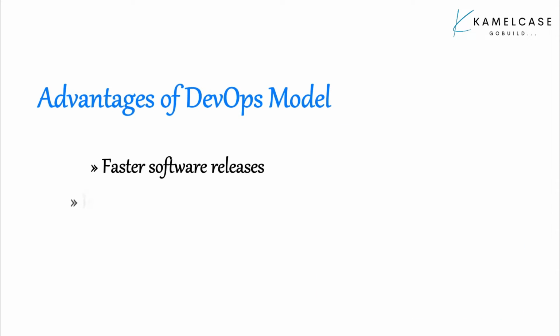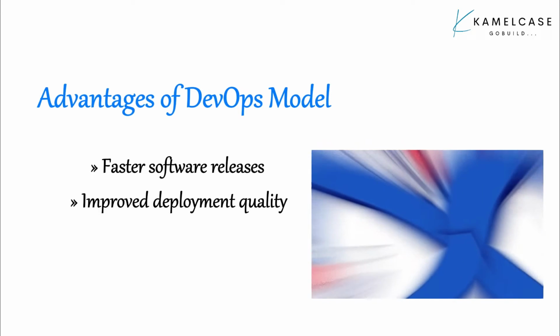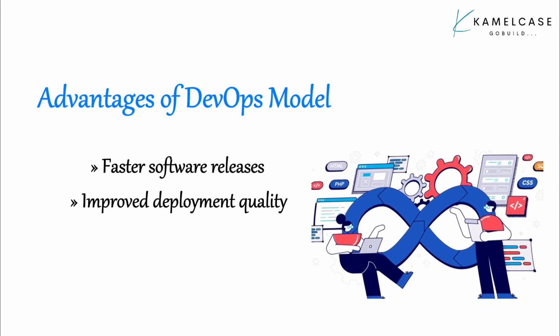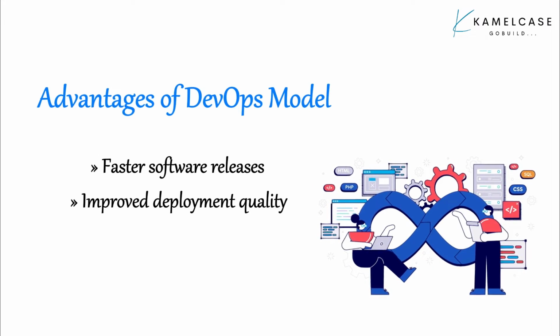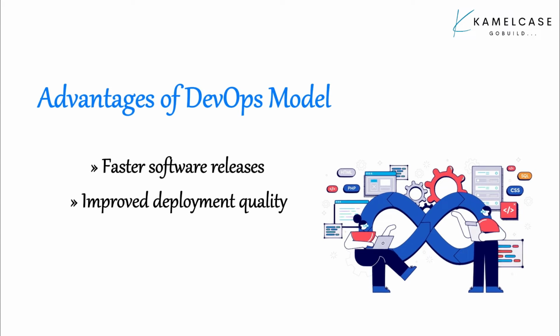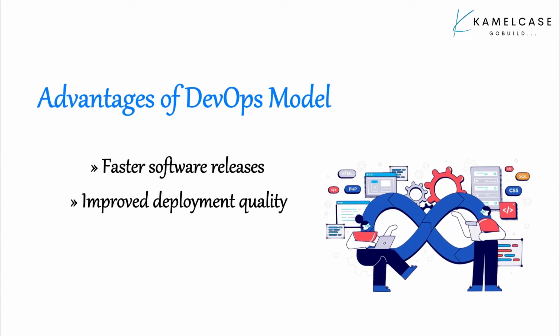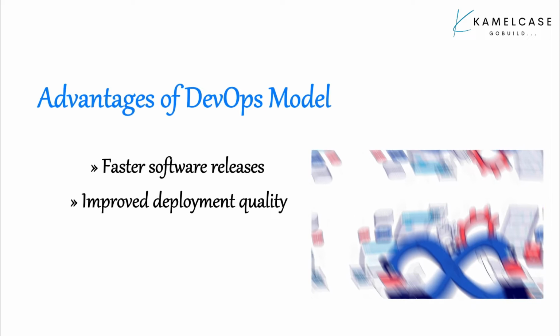Another, we got improved deployment quality. Through automation and continuous testing, DevOps reduces the likelihood of human errors, leading to more reliable and consistent deployments, resulting in higher software quality and reduced downtime.